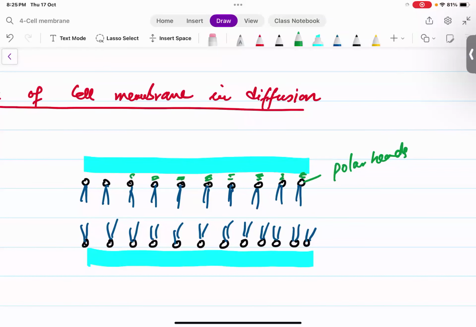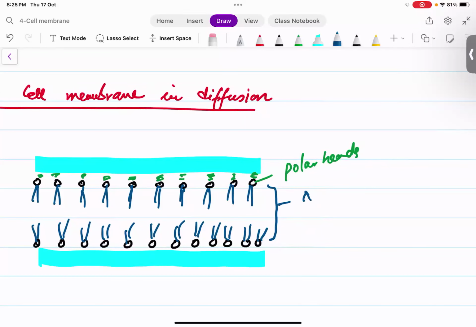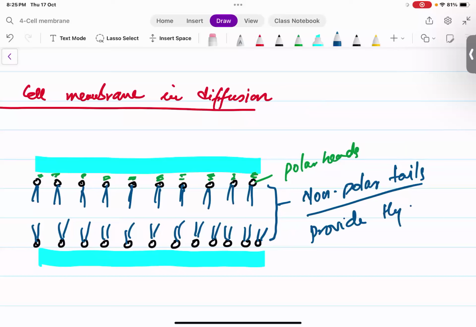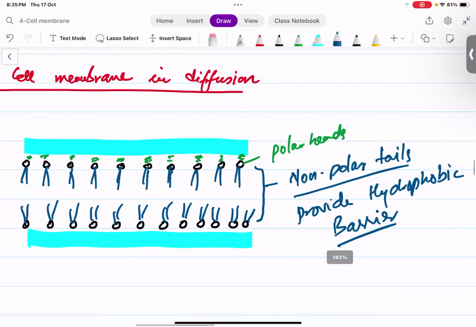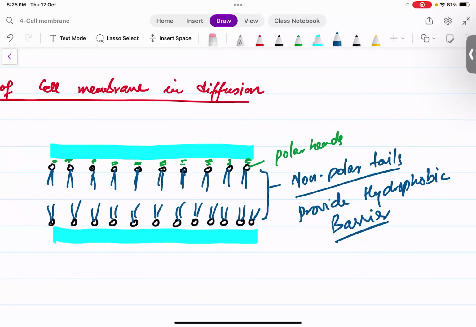Okay. And these tails are non-polar. These tails are non-polar tails. These tails provide a hydrophobic barrier to what? To the polar substances and to the charged particles or to the larger particles.